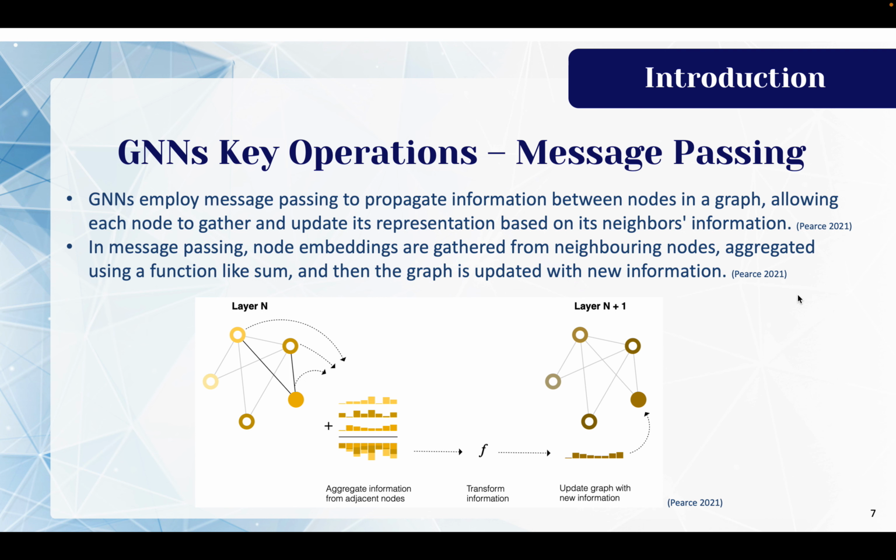GNNs employ message passing to propagate information between nodes in a graph, allowing each node to gather and update its representation based on its neighbor's information. In message passing, node embeddings are first gathered from neighboring nodes, then they're aggregated using a function like sum, and then the graph is updated with new information.